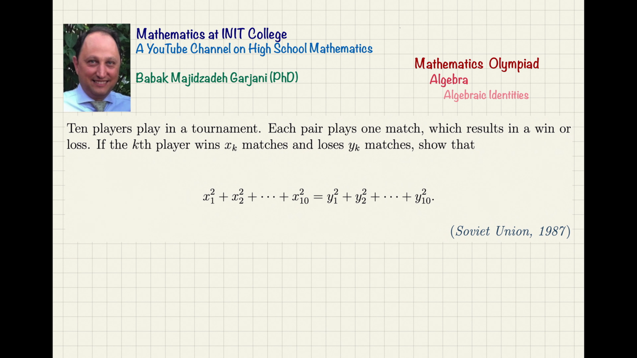Let me read the problem for you first. 10 players play in a tournament. Each pair plays one match, which results in a win or a loss. If the kth player wins x sub k matches and loses y sub k matches, show that x1 squared plus x2 squared up to x10 squared equals y1 squared plus y2 squared up to y10 squared.